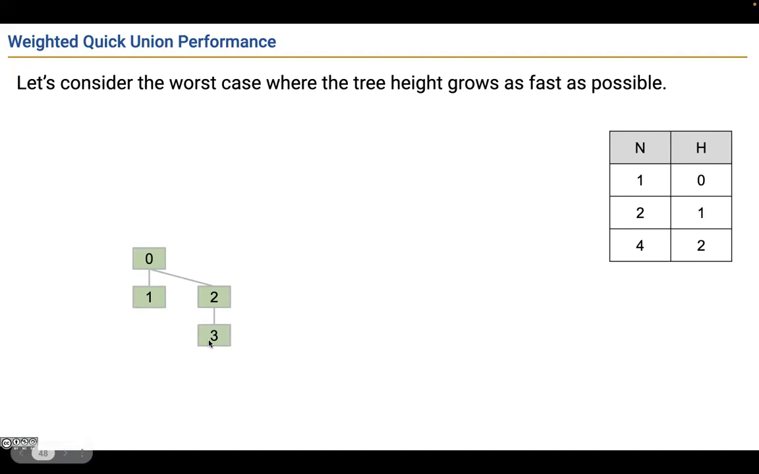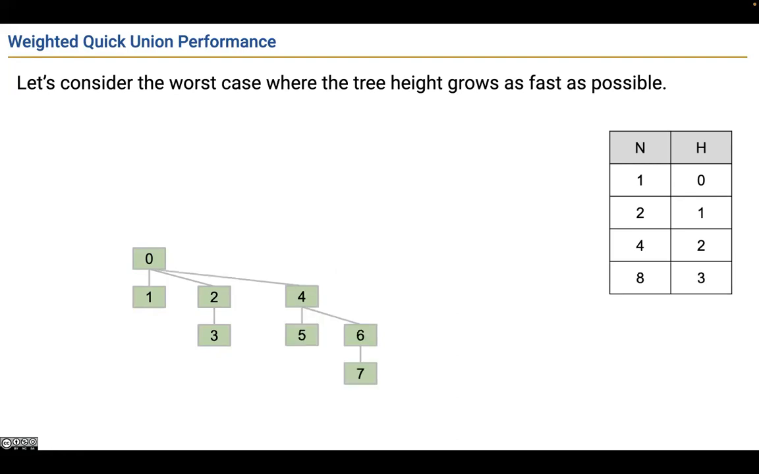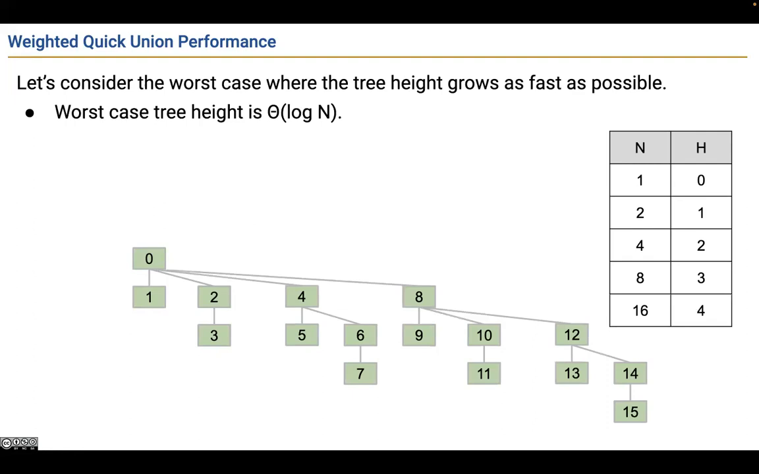How about 8 items? What's the worst possible case for 8 items? Again, go home, play with it, take 8 items, connect them in any order you want, following the weighted rule. You'll find out that with 8 items, the worst thing you could do is make another copy of this 4-item data structure and union these two. This is the worst possible case for 8 items. And for 16 items, that's the worst possible case, and so forth.